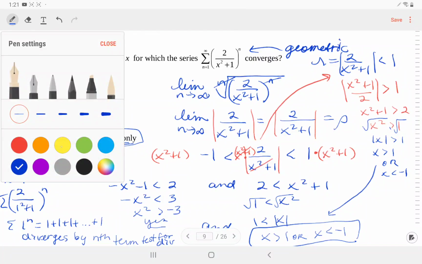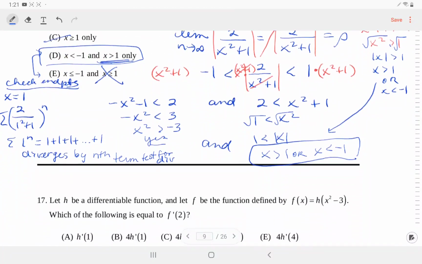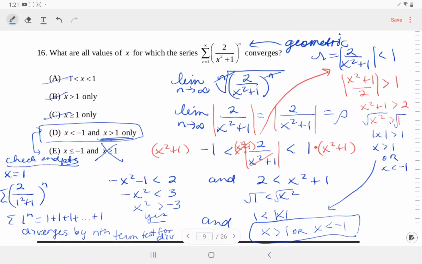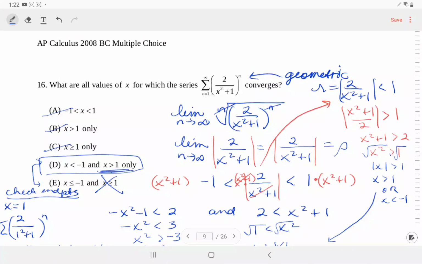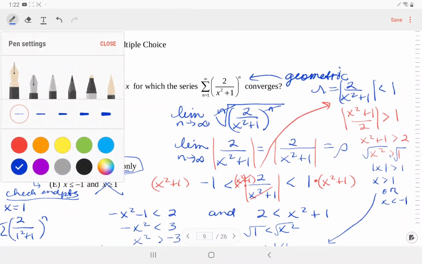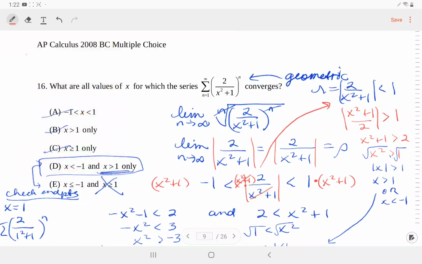I'm going to write this in another color so that you can see it. I'm not at the bottom of the page, but I still like it to be up here. So I'm going to call it last step, and I'm going to write this in red. So I'm checking the other endpoint. So this is 2 over negative 1 squared plus 1, to the n.